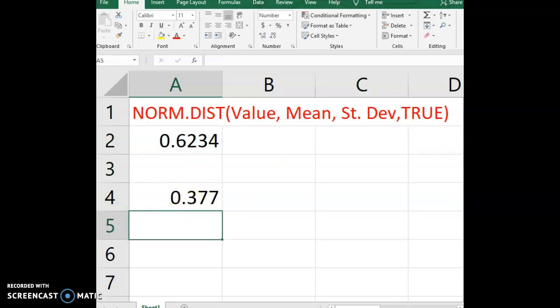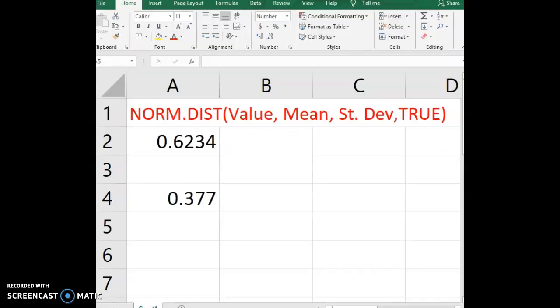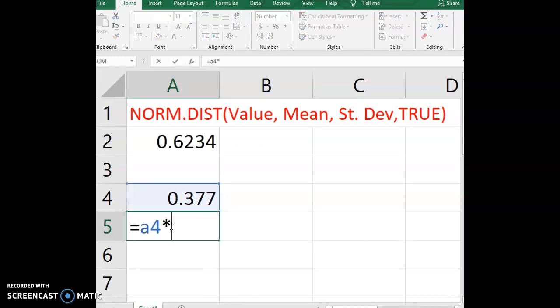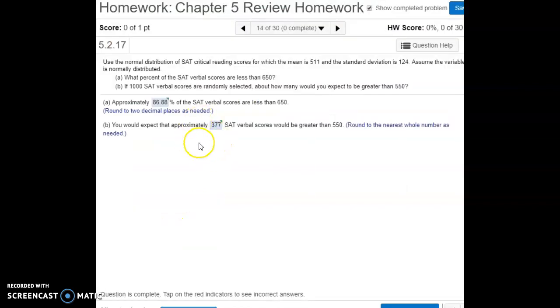So if I do 1 minus that, I'll get the percent of scores that I expect to be greater than 550. And part B is actually phrased to say if we look at 1,000 scores, how many out of those 1,000 would we expect to be greater than 550? So we need to use that percentage we just calculated. So take the percentage of scores that are greater than 550 and multiply it by how many scores we have. In this case, it was 1,000. And you can't have a partial test. There's 1,000 scores. We need to round to the nearest whole value. We're going to round to 377. So we would expect 377 out of the 1,000 scores to be greater than 550.